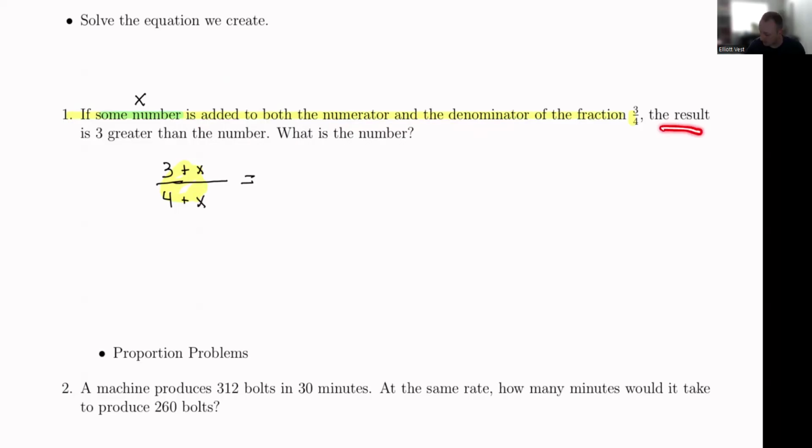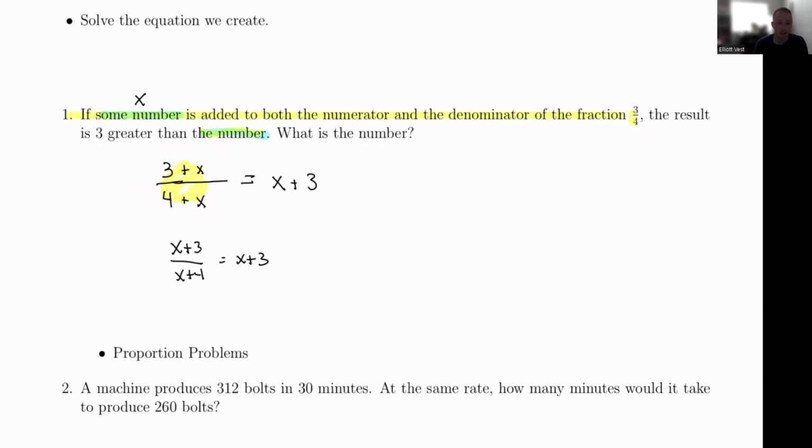The result will be equal to 3 greater than the number. Well, that number is still x. So the result is 3 greater than the number. How do I write that? Well, I take my number and I have 3 greater than it. And there we go. The way I wrote this, I don't really care for 3 plus x. I'm going to change this to be x plus 3 over x plus 4 equals x plus 3.